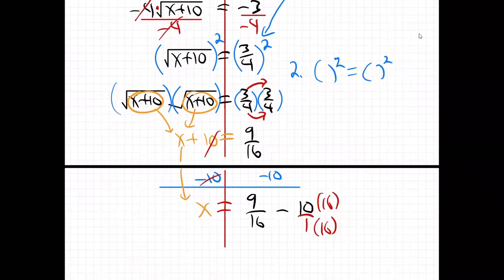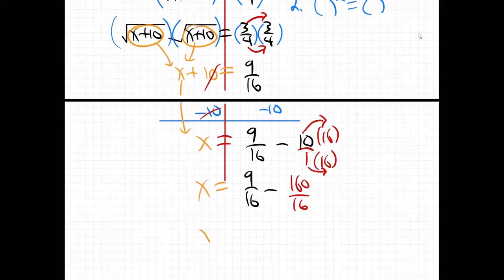To get a common denominator, as long as you do the same thing top and bottom, you haven't changed the fraction. And so then what does that become? It's going to become 9/16 take away 10 times 16 is 160 over 16. I just multiplied top times top, bottom times bottom, and then subtract those. So the common denominator here is 16. And then 9 take away 160. What is that? Negative 151 over 16.